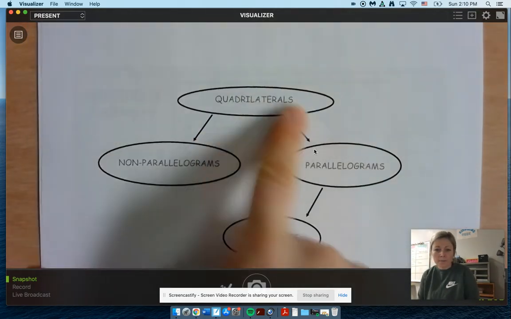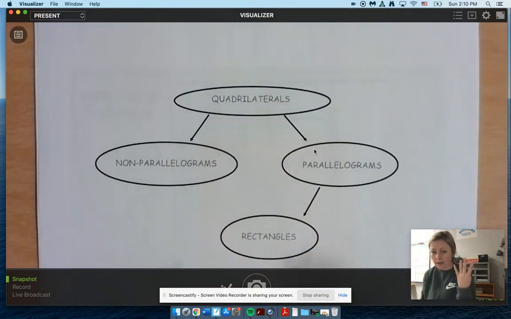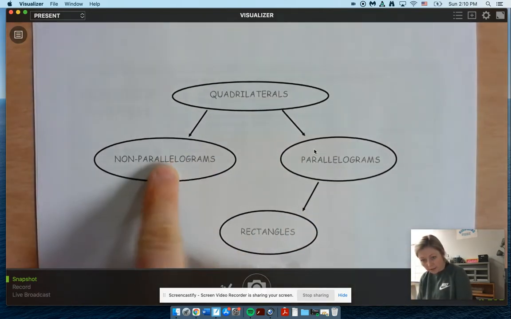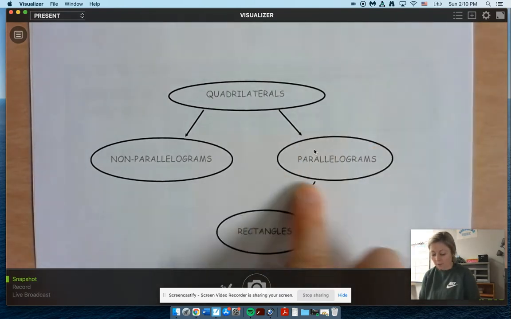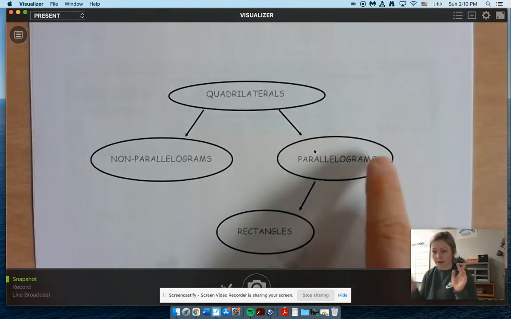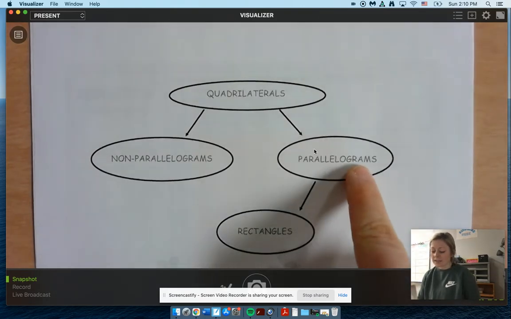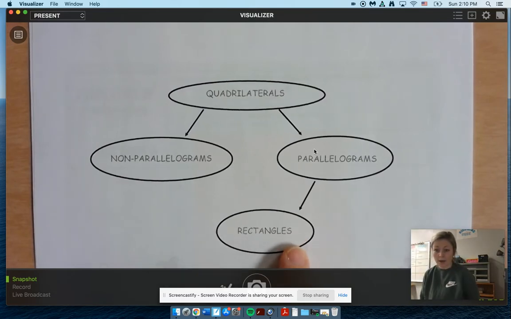So basically, this chapter is all about quadrilaterals, right? And that's just a four-sided polygon. And from that, you're either going to have shapes that are non-parallelograms or parallelograms. So we spent the last few lessons talking about parallelograms. And remember, that's a four-sided figure with opposite sides that are parallel. And now today, we're going to talk about a specific kind of parallelogram, a rectangle. Okay?